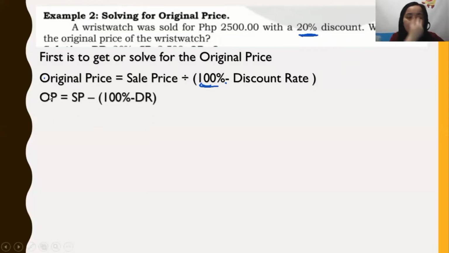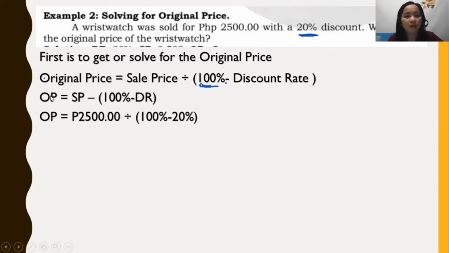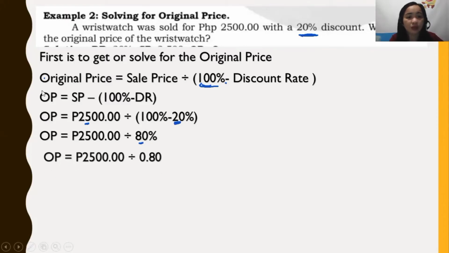Now, we have the original price is equal to SP divided by 100% minus DR. And that is 2,500 divided by 100% minus 20%. Or simply, 2,500 divided by 80%. So, kung mapapansin nyo, hindi yung 20% ang ginamit natin na pang-divide. Kasi ito, discount. Eh, yung 2,500, that is 80% of the original price. Now, let's change it into decimal, and that is 2,500 divided by 80%. Sorry, it's division pala. So, let's solve.